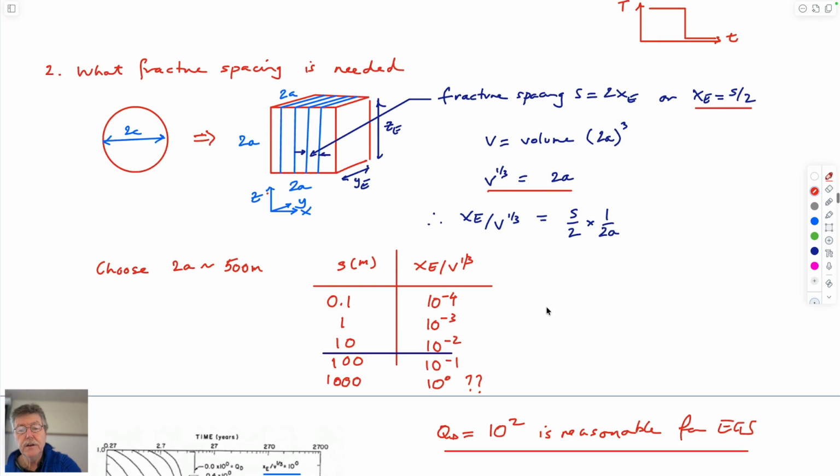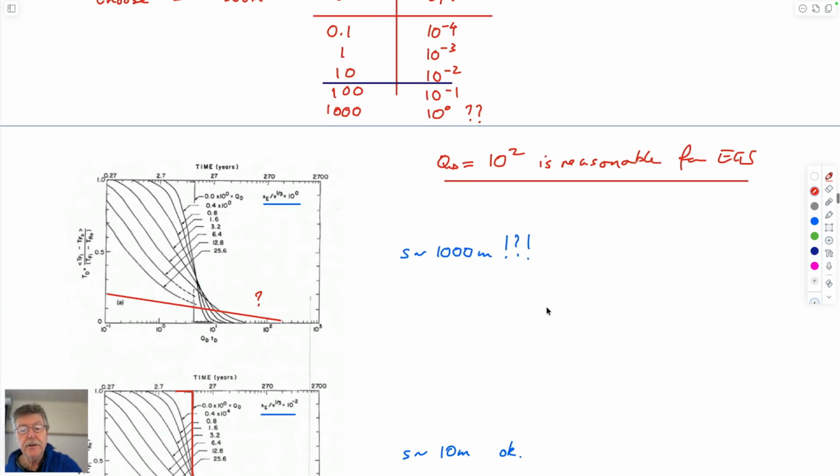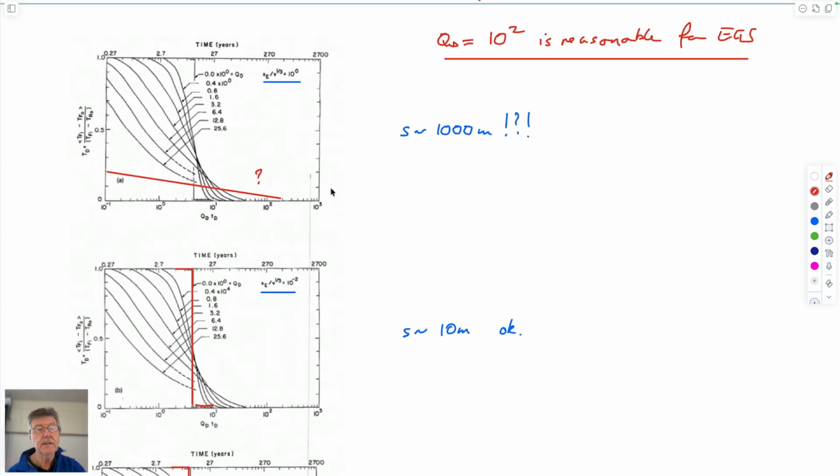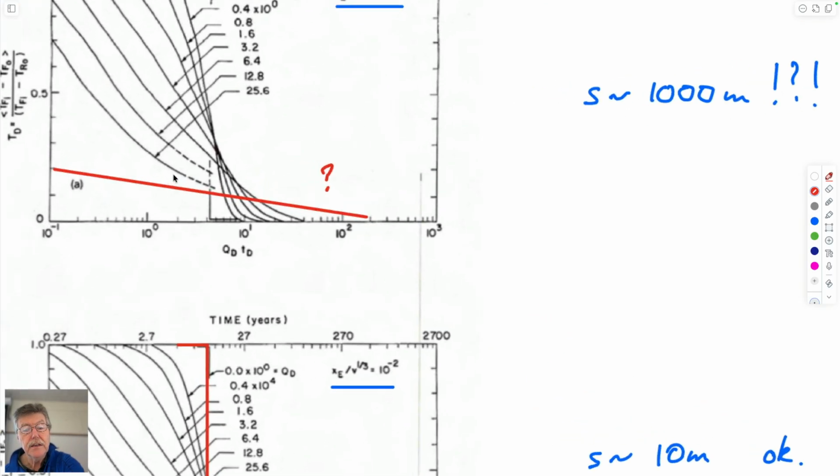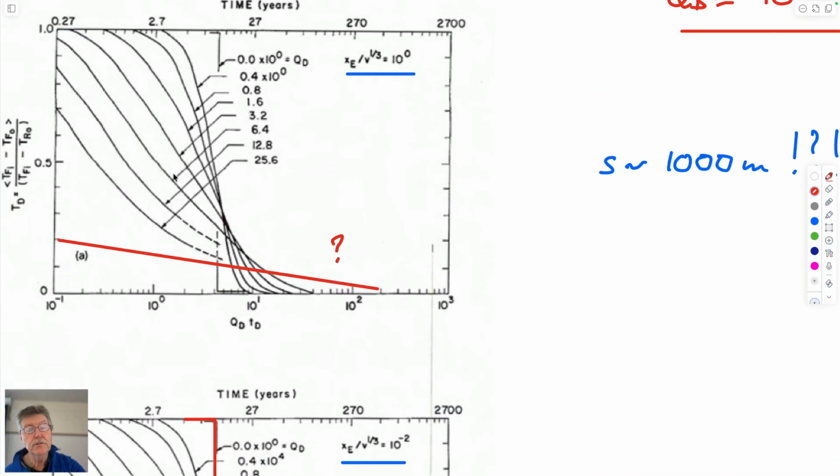And so what we can do is evaluate this behavior and these non-dimensional curves if we choose a fracture spacing of 1,000 meters. If we choose a fracture spacing of 1,000 meters, it turns out that the value of QD that we should be on is equal to 10 to the 2. This is 10 to the 0. So 10 to the 2 might look something like this. It's off the plots, and this is exactly the behavior we don't want. Our reservoir would always be cold compared to the reservoir temperature, even from early on.